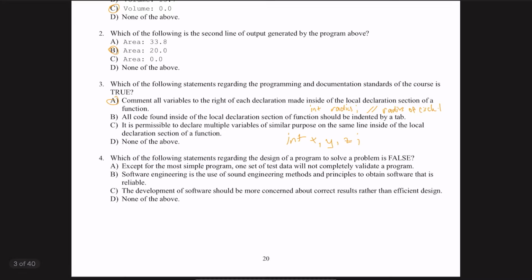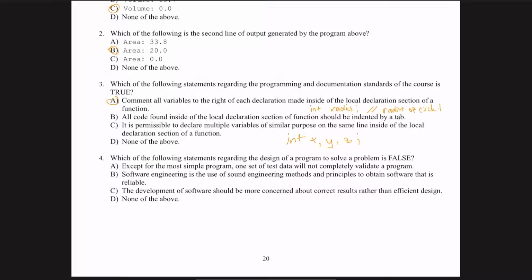Question 4. Which of the following statements regarding the design of a program to solve a problem is false? A. Except for the most simple program, one set of test data will not completely validate a program. This one is true. That's why we give you multiple test cases and we add additional hidden test cases. Because we want to make sure that every part of the program works, not just for one set of input, but for any. A lot of times your behavior might change going from small input numbers to large input numbers, as well as 0 or numbers close to 0 may alter some behavior as well. So that's why you give it different types of values as our input to test.